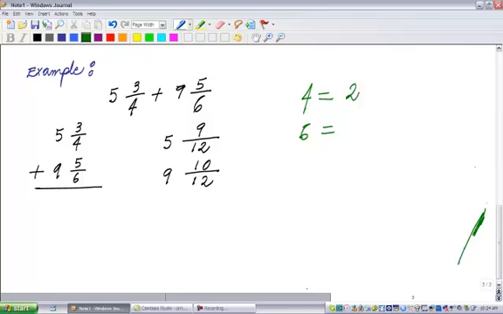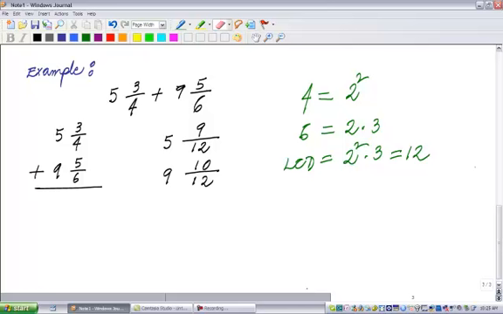4 is the same as 2 times 2 or 2 squared. 6 is the same as 2 times 3, right? And then for the LCD, you take the highest power of each prime. So you get 2 squared and 3, right? So then what is that? 12. Questions? We are picking the LCD.